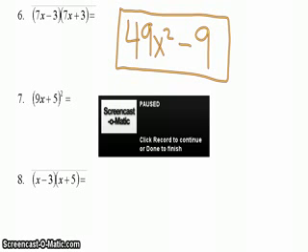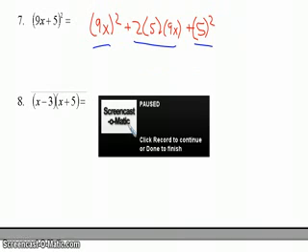I'll leave it here for a couple seconds, pause it, and then I'll show you the answer, see if we can agree on them. Okay, I decided to show you again what should be going through your head when you're using this shortcut. Take the first piece and square it.